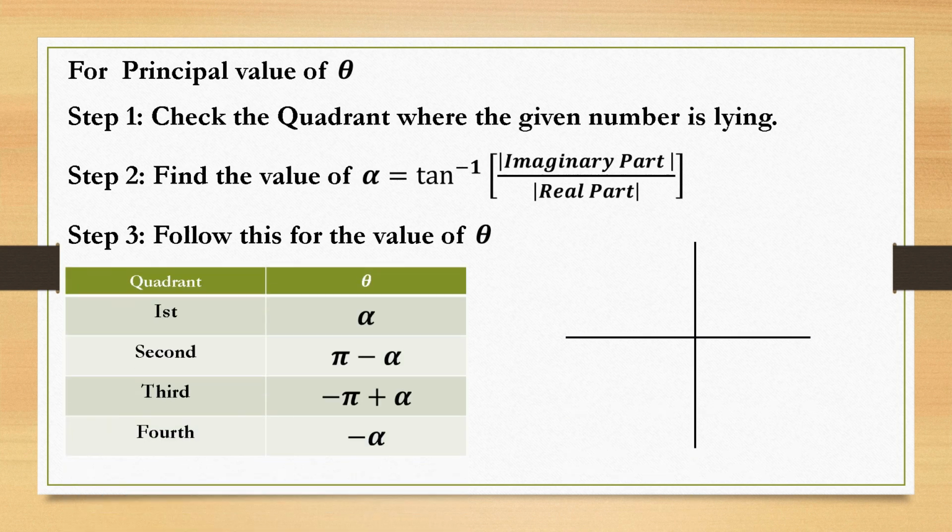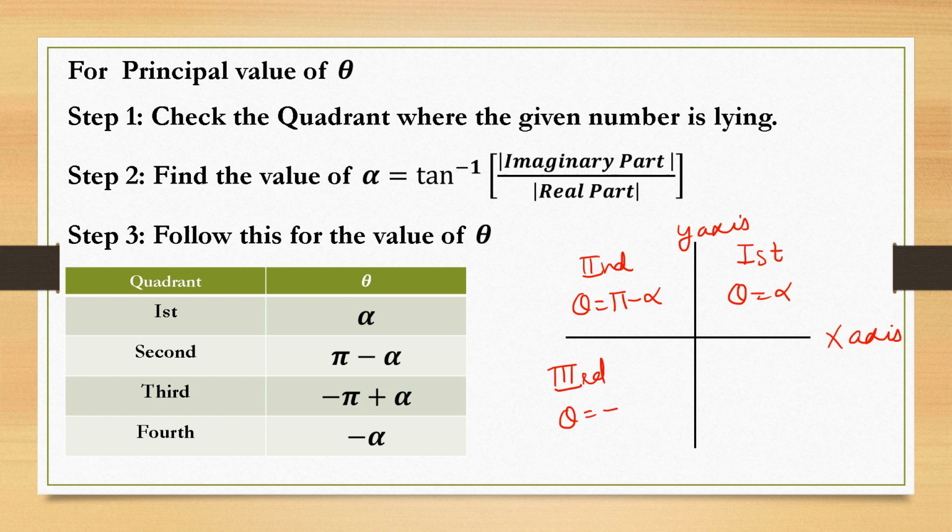So here, if your number is lying in the first quadrant, then your theta will be equal to alpha. If your number is lying in the second quadrant, then your theta will be pi minus alpha. If it is lying in the third quadrant, then your theta will be minus pi plus alpha. And if it is lying in the fourth quadrant, then theta will be minus alpha. So you can follow this table.